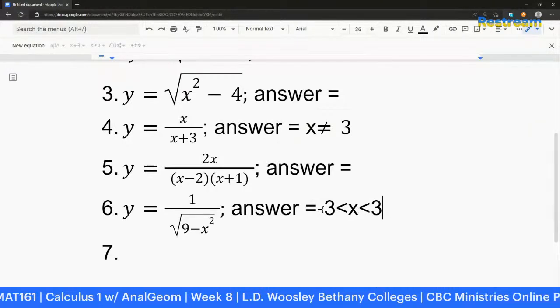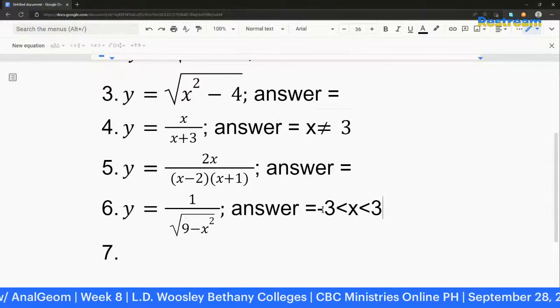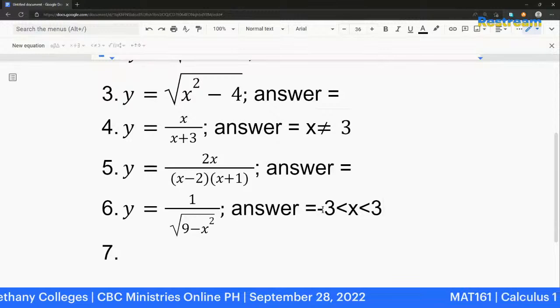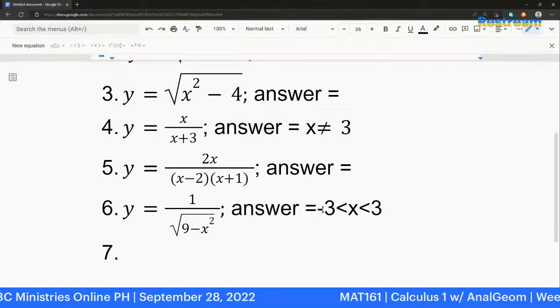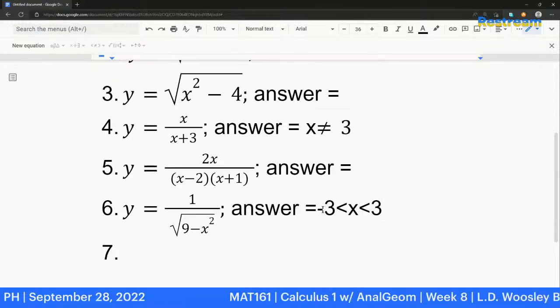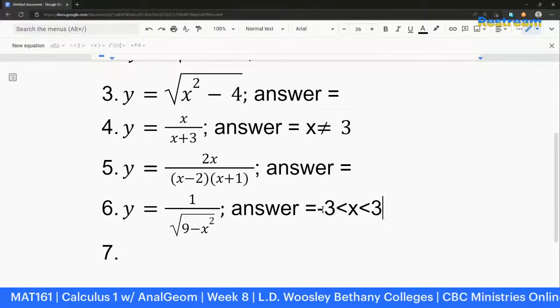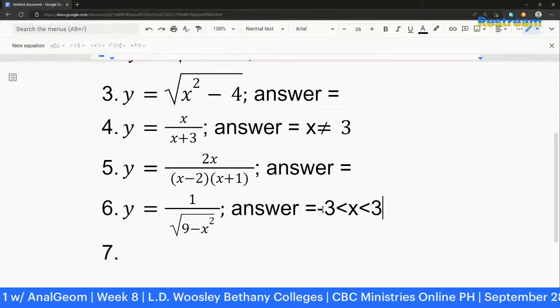Josh, by this time, you should have an answer because you will answer number 7. Tama, number 7 is for you, Josh. And then number 8 for Gian. Unless may internet issue si Josh at walang marinig.